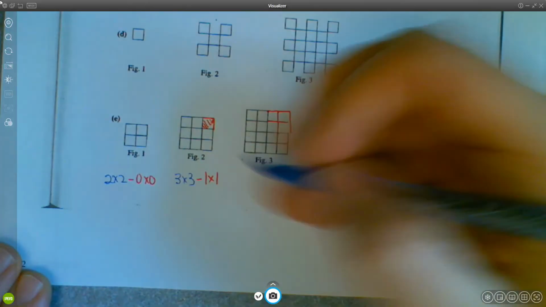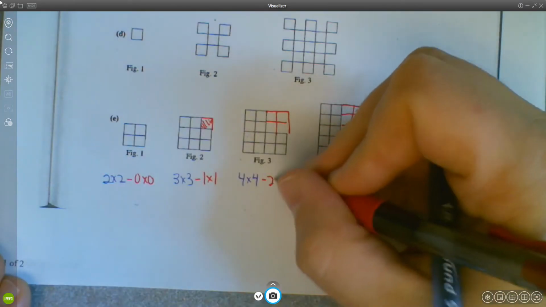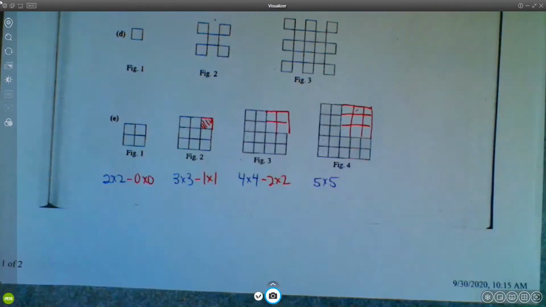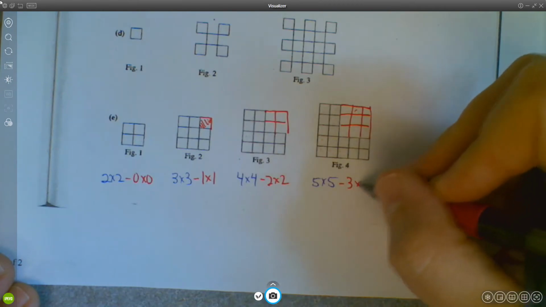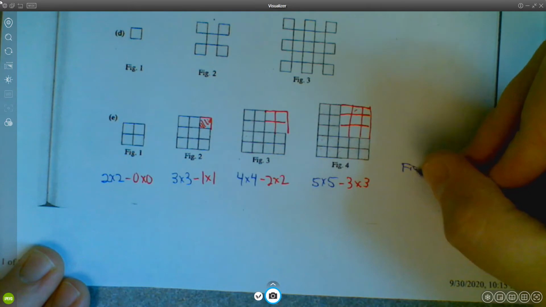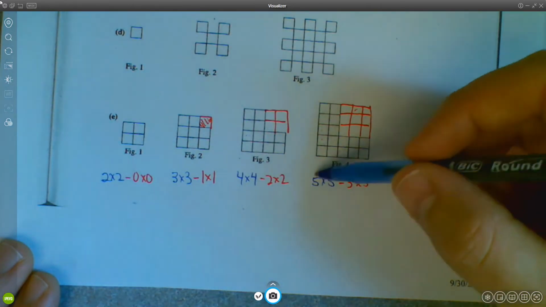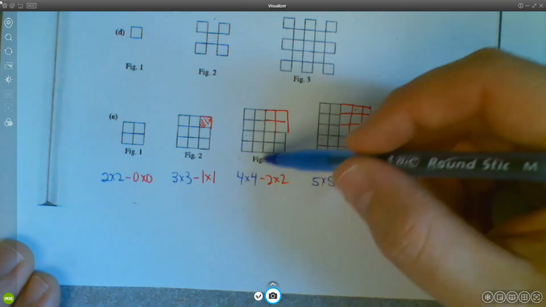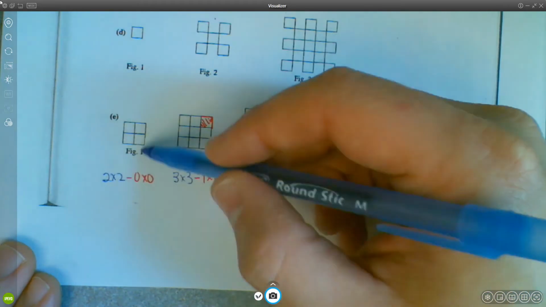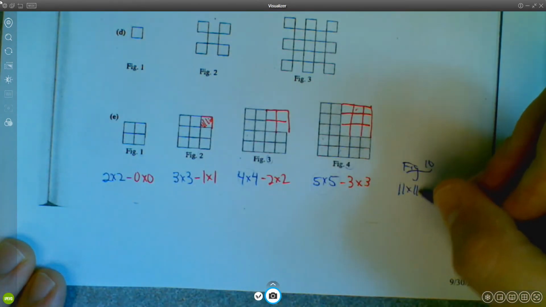And this one is a 4 by 4 minus a 2 by 2. Okay, and a 5 by 5 minus a 3 by 3. So it seems like what we have going on, if I kind of extrapolate to figure 10, is it's the figure number plus 1, figure number plus 1, figure number plus 1, figure number plus 1. So for figure 10, that would be 11 by 11.